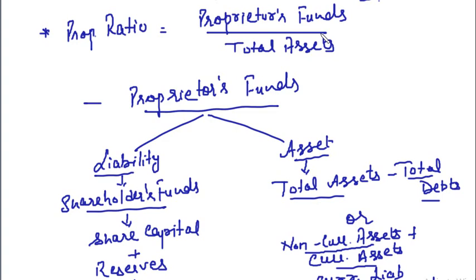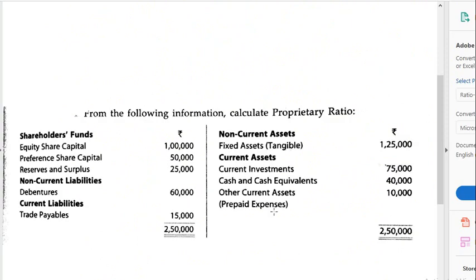right? So this is the main motive behind calculating proprietary ratio, to identify the long-term position of the business in relation to the total assets being financed from own funds and borrowed funds. Clear? So let's do one practical problem on this. From the following information, calculate proprietary ratio.